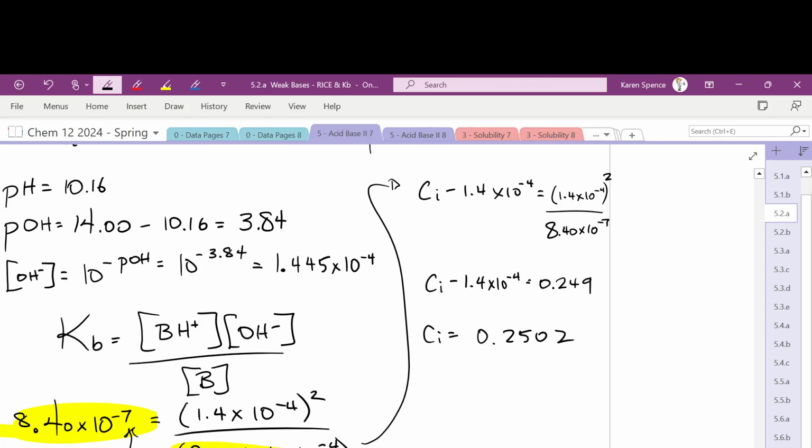Did you guys get 0.2502? Probably need to check some sig figs there though, right? So that's going to round to 0.25. And because it's a concentration, our unit will be molar.